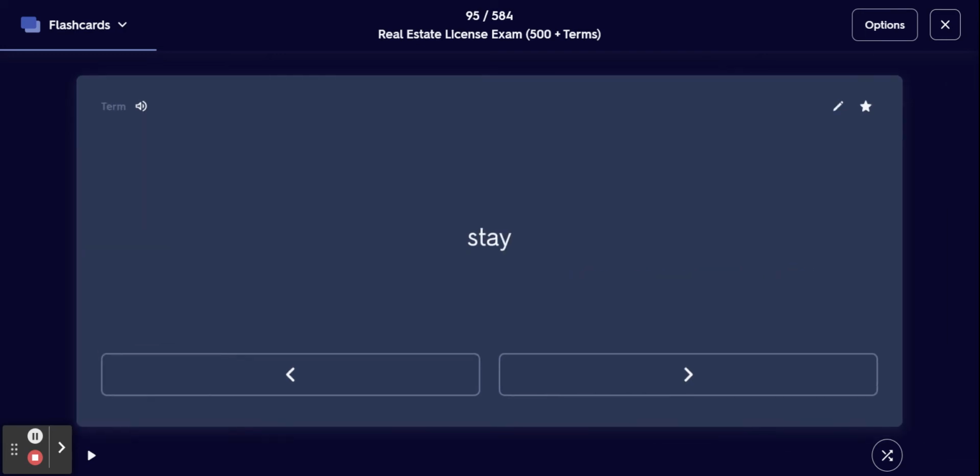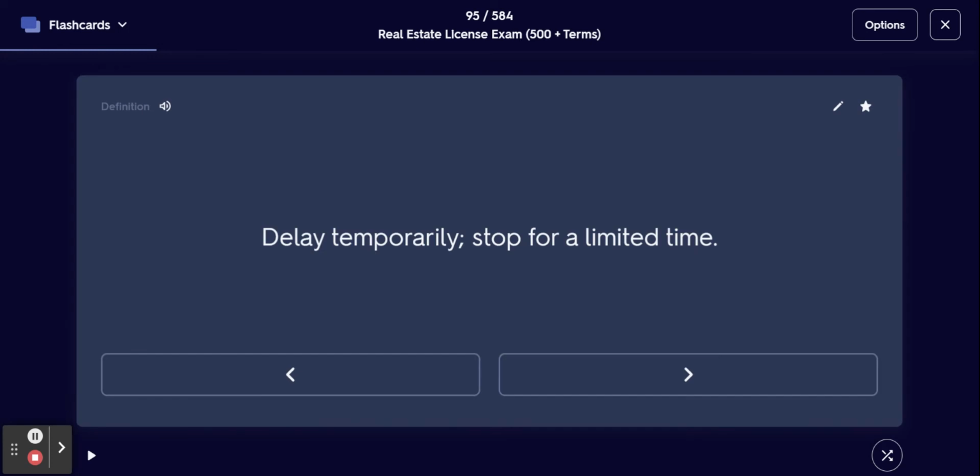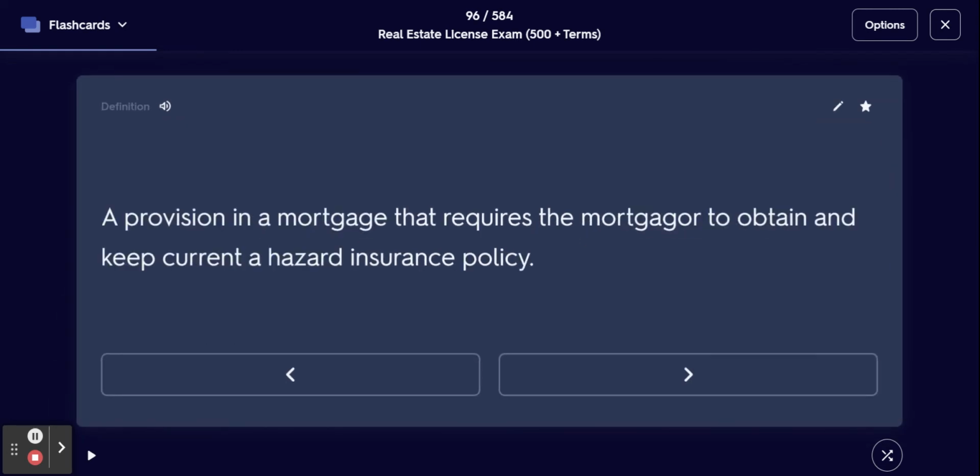Stay. Delay temporarily, stop for a limited time. Insurance clause. A provision in a mortgage that requires the mortgagor to obtain and keep current a hazard insurance policy.